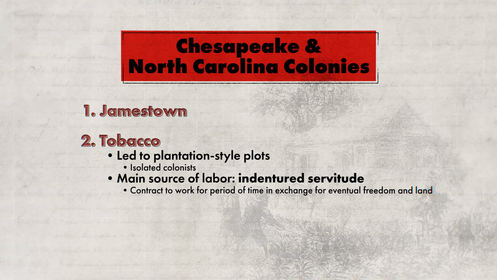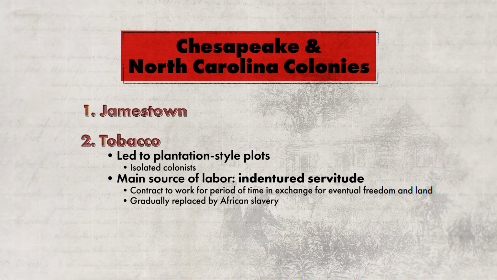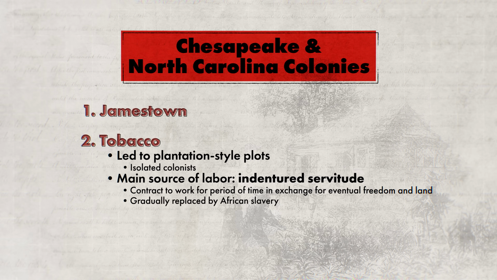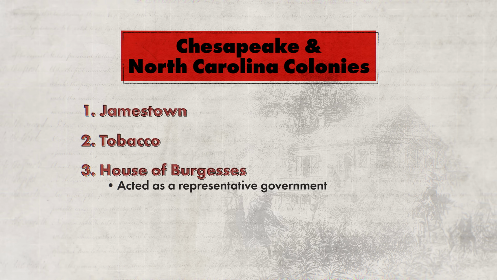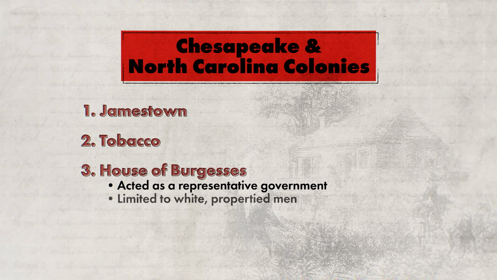However, starting in 1619, African slavery would gradually replace indentured servitude as the main labor system of the region. Now, as far as governance goes, there were some democratic elements in this region too. And probably the best example is the Virginia House of Burgesses, which acted as a representative government for the colonists, although it was generally limited to landowning men.